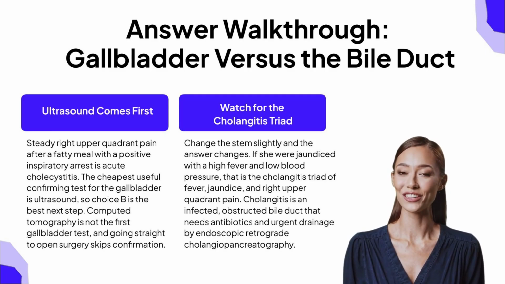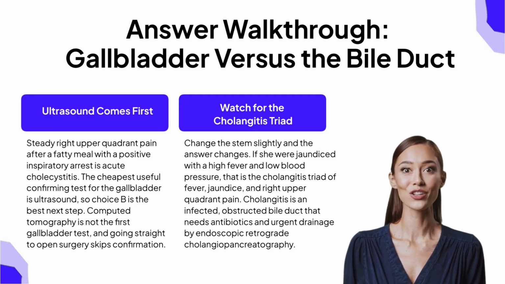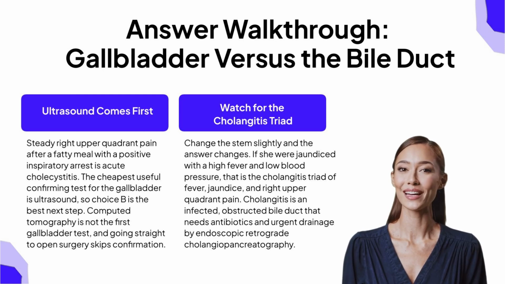Choice A, computed tomography, is not the first-line gallbladder test. Choice C, endoscopic retrograde cholangiopancreatography, is a bile duct procedure and is overkill for simple cholecystitis. Choice D rushes to open surgery without confirmation in a stable patient.